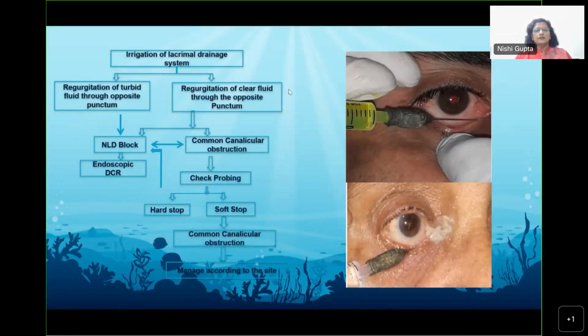The most important part in this is irrigation of lacrimal system, as we know. If we irrigate the lacrimal system, there is regurgitation of turbid fluid through the opposite punctum, as we can see in this diagram. So this is very clear. One, we have Rophe's test. Two, we have regurgitation of purulent secretions in the medial canthal area. What happens if there is regurgitation of clear fluid through the opposite punctum? So we have some videos to explain.